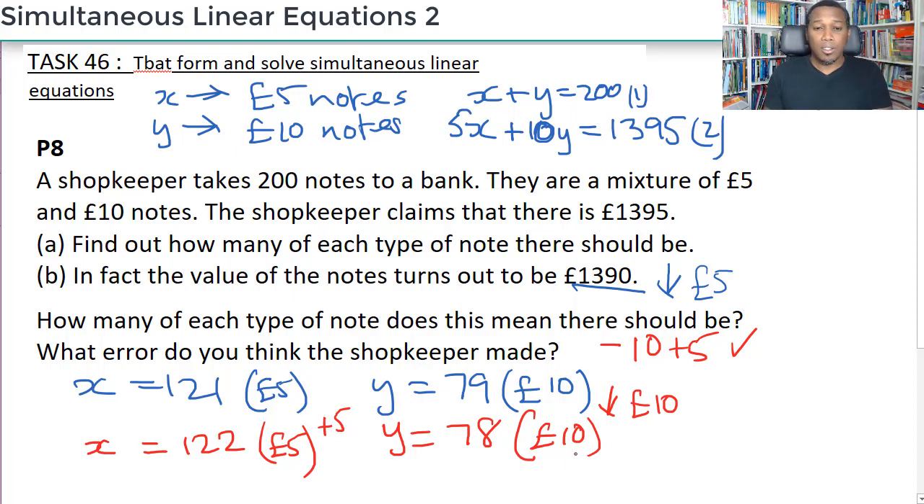So that's what he did. He counted different wrong notes. That would be a suggestion there that he miscounted the number of notes. And we've adjusted it. It actually should be one less 10-pound note and one more 5-pound note. He mixed up one of the notes. Let me see if I get it right. What did he do? He counted a 10-pound note when he should have counted a 5. Yes, I got it right.